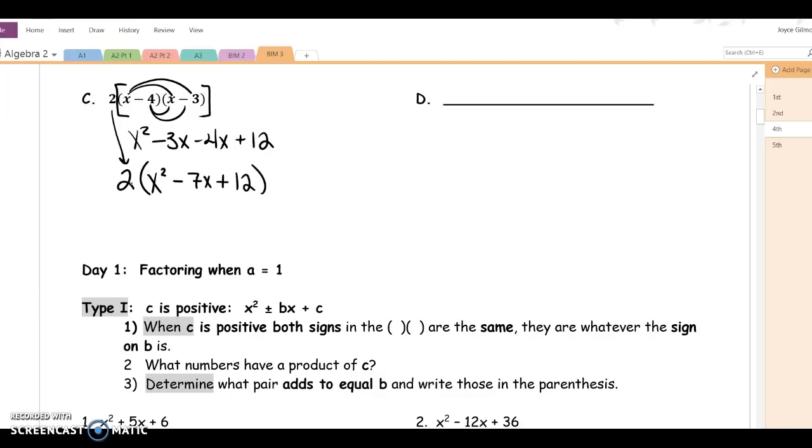Before we distribute the 2, I want you to think again about those numbers. Originally, we had -4 and -3 in the parentheses. Add -3 and -4, you get -7. Multiply -3 and -4, and you get +12. So I want you to start seeing those connections because that's going to help you when we go backwards and have to factor. When we multiply the 2 in, we would end up with 2x squared minus 14x plus 24.